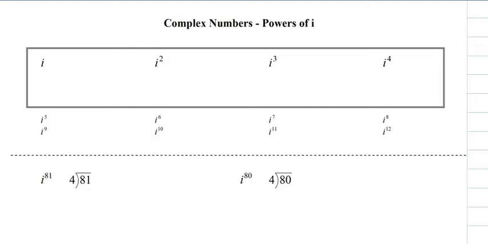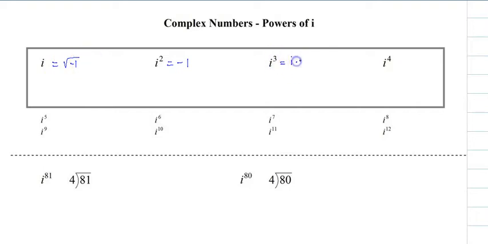Complex numbers: powers of i. This is my favorite part of imaginaries because there is a pattern. So we already know i is the square root of negative 1, and i squared is negative 1, because when you square the square root, you get negative 1. So what would i cubed be?